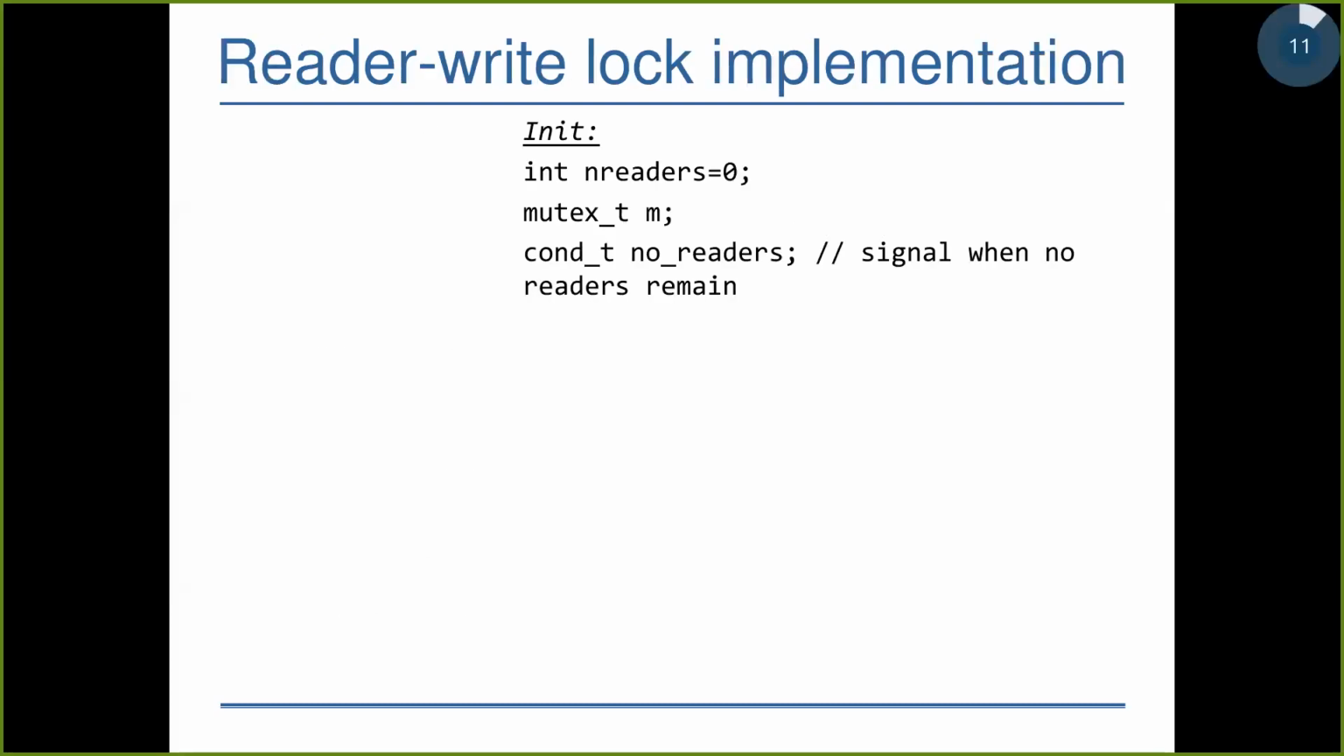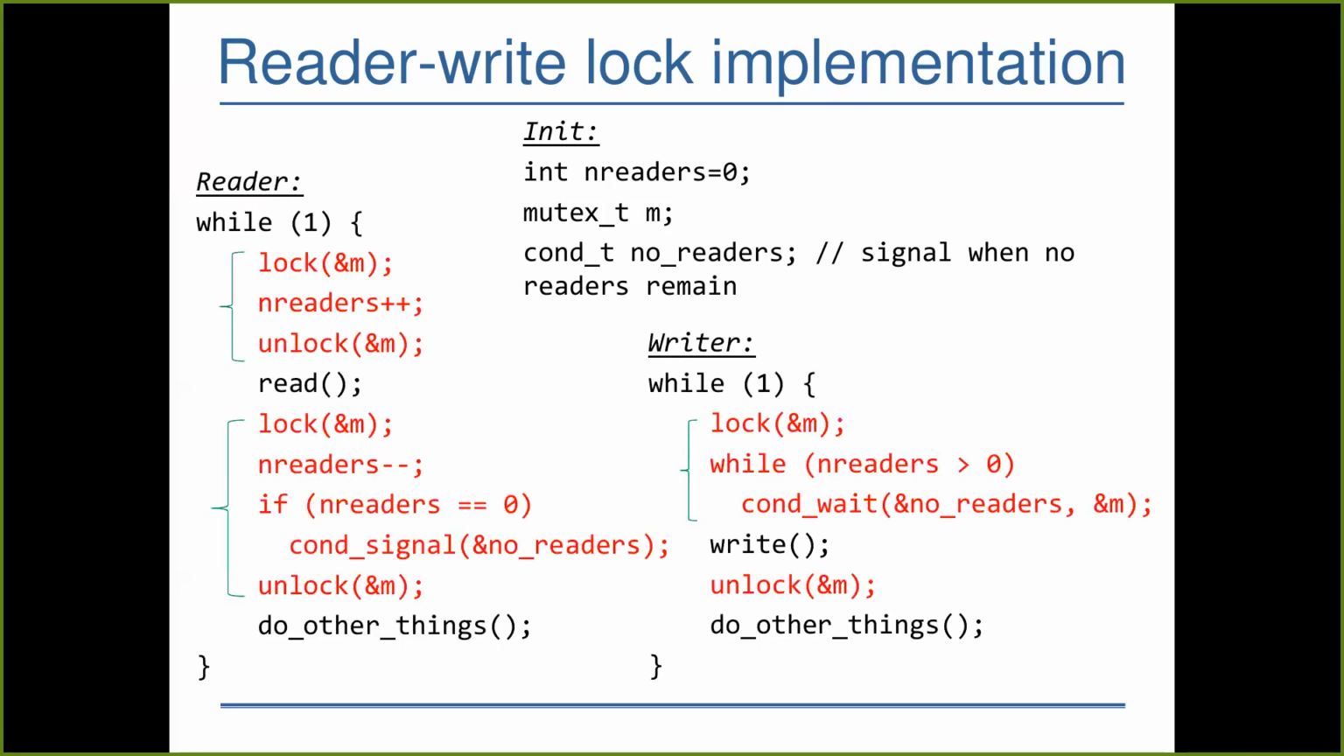So let's see how we can implement it using condition variables. It should also be straightforward with semaphores, but let's look at condition variables. We have the number of readers, a variable that is initially 0. Then we will also have a mutex, and a condition variable which will be signaled when there are no readers remaining.